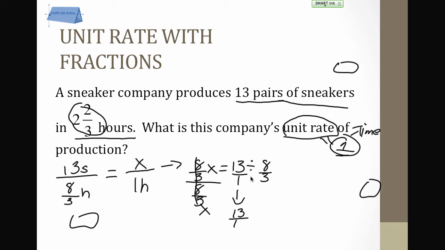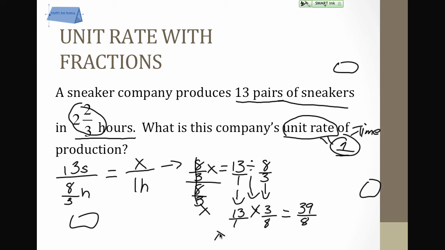We're going to change the division sign to a multiplication sign. Oops, sorry. And we're going to flip this one down here. So instead of 8/3, we take the reciprocal, which is 3/8. Now we have a basic fraction multiplication problem. 13 times 3 is equal to 39. 1 times 8 is equal to 8. Now we have an improper fraction. This is our answer. So 39 over 8. So that's what X equals.